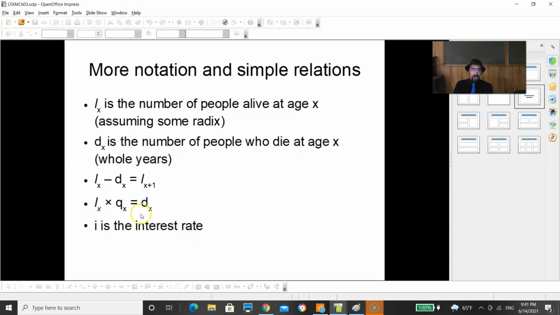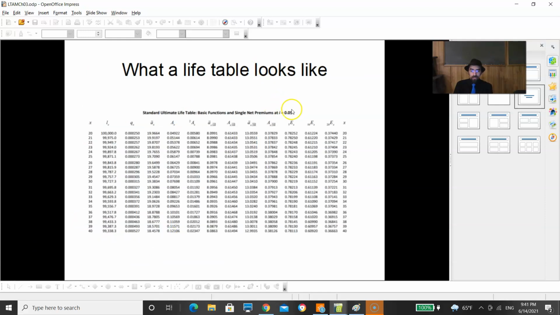That gets you d sub x. Also, I did mention i is the interest rate. They do specify an interest rate i. Now you might think, what does interest have to do with living? It doesn't, but most of these columns will have something to do with finance, and I'll describe what those mean right away, even though we won't be using them until chapters 4 and 5.